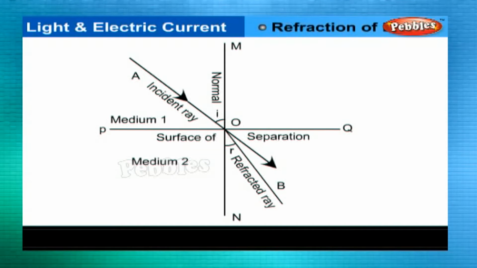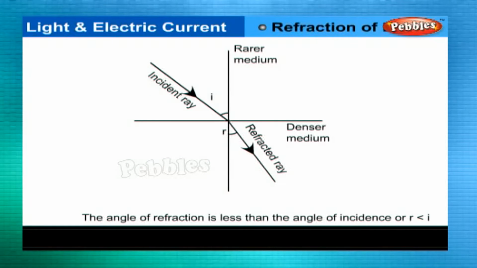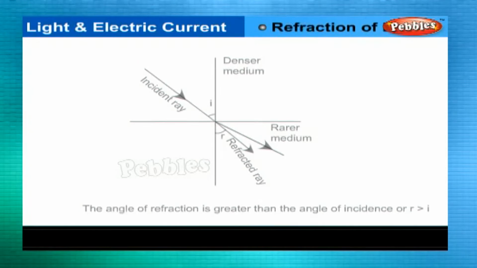When a ray of light travels from a rarer into a denser medium, it moves towards the normal. Therefore, the angle of refraction is less than the angle of incidence, or r is less than i. When a ray of light travels from a denser to a rarer medium, it moves away from the normal. Therefore, the angle of refraction is greater than the angle of incidence, or r is greater than i.